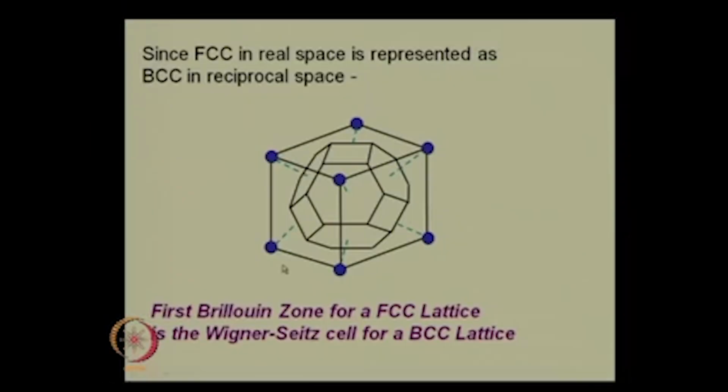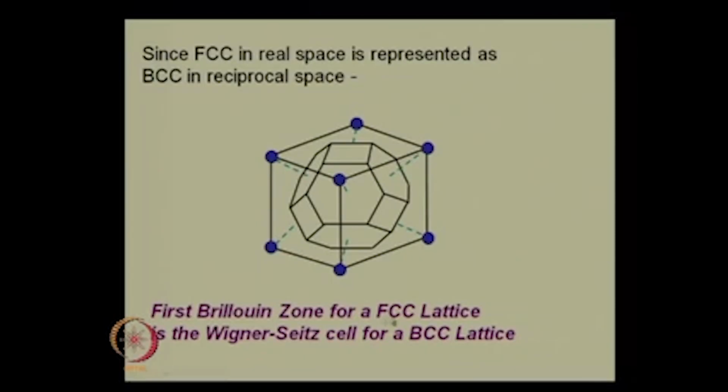In other words, if you have a material that has a face centered cubic structure, when you represent this material in reciprocal lattice notation, it will be represented by a set of points that have the symmetry of a body centered cubic lattice. So if you have a material in real space that is face centered cubic, it is going to be represented as body centered cubic in reciprocal space, and we have also defined that the first Brillouin zone of a structure is simply the Wigner-Seitz cell about a reciprocal lattice point. Therefore we find that the first Brillouin zone for a face centered cubic lattice in real space is the Wigner-Seitz cell for a body centered cubic lattice in reciprocal space.